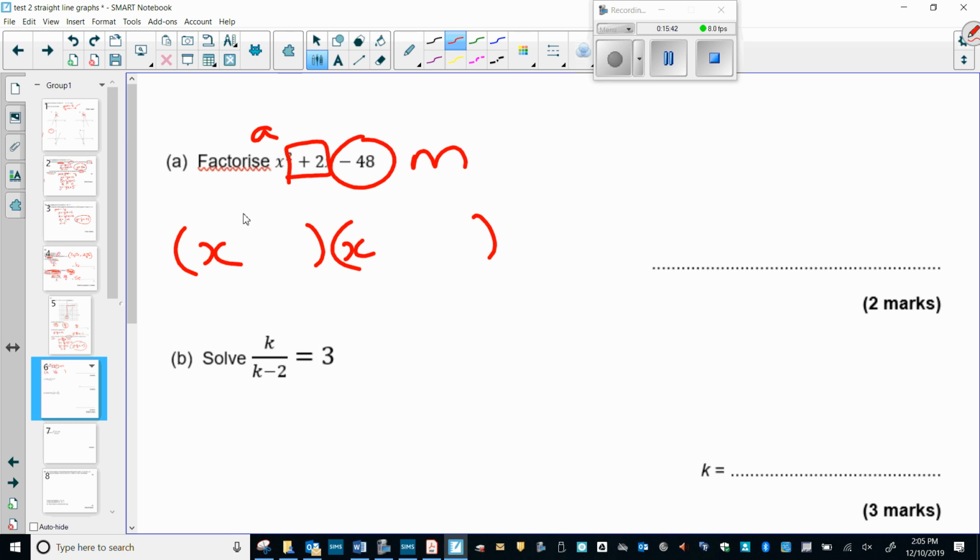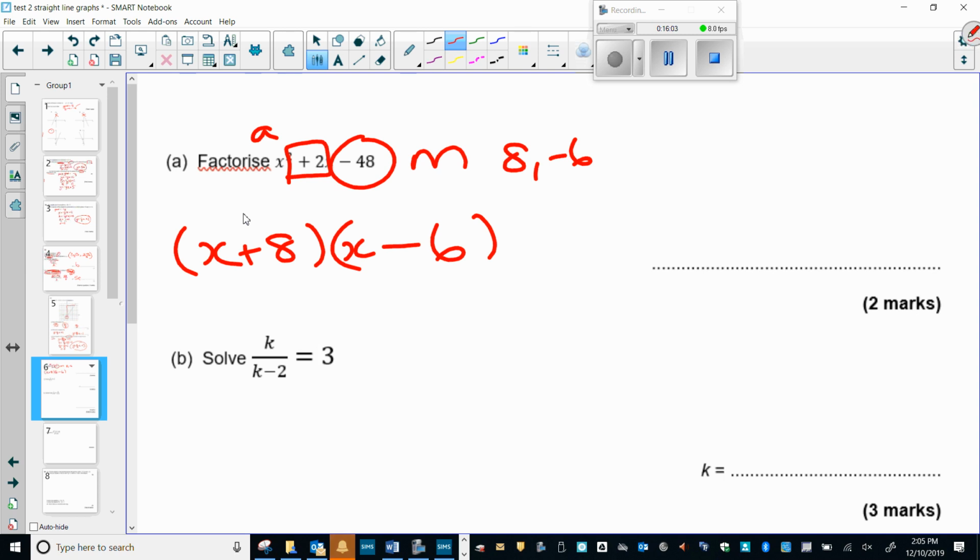Negative 6 plus 8. Yes. So it's x plus 8 and then x minus 6. That's great. Oh, that makes sense. You remember that? Trinomials. I know that.